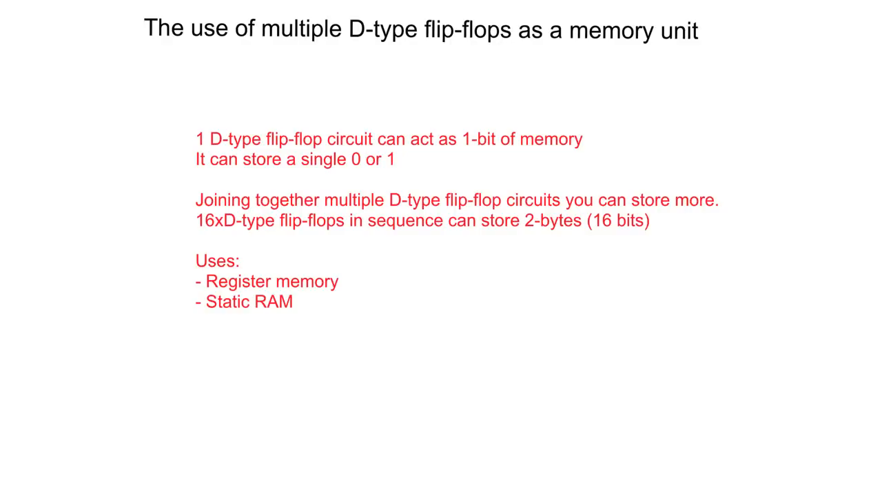So as you have seen from the example we just worked through, a D-type flip-flop circuit is made up of several logic gates and can be used to store a single bit of memory, either a 0 or a 1. You can therefore join multiple D-type flip-flops in sequence together in a similar way to joining together full adders in the last video. 16 D-type flip-flop circuits in sequence would be able to store 2 bytes, or 16 bits, in memory. It's D-type flip-flop circuitry which is used in register memory inside your CPU and also in static RAM.